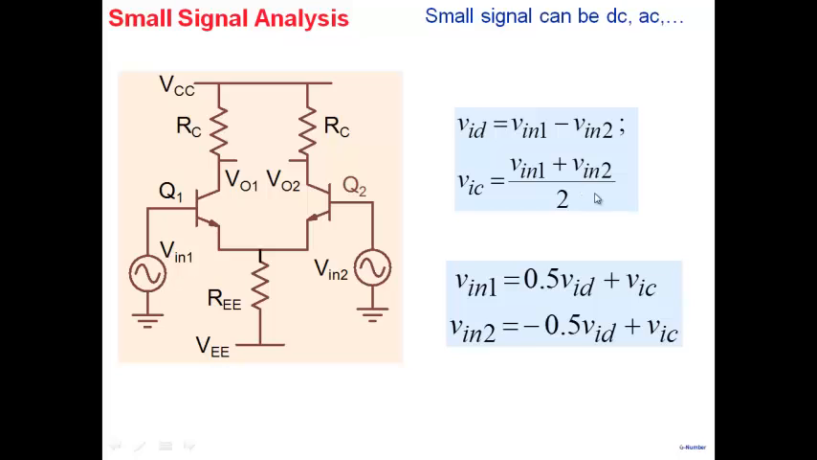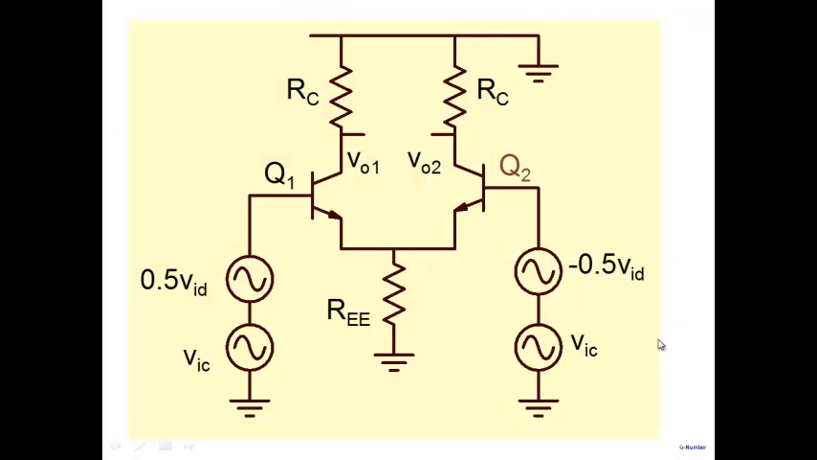What this allows us to do is the following. We can take V in 1 out from here and replace it by two voltage sources in series: one is 0.5 VID, the other one is VIC. And we can take V in 2 out from here and replace it by minus 0.5 VID and VIC. So we get the following differential pair. Note, I have removed the bias supply voltages now. This is ground here and this is ground here, and so this is my V in 1 and this is my V in 2. These are the two voltages that we have replaced them by.